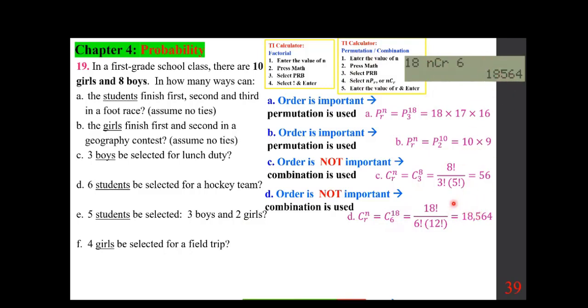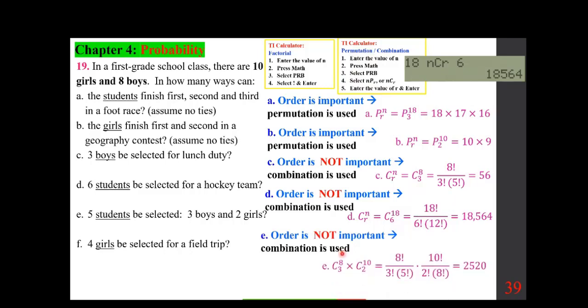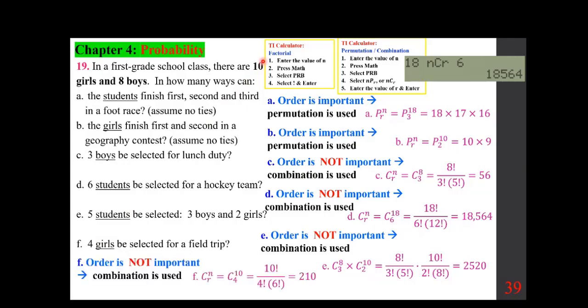Now, order is not important. Combination of 8, choose 3 times combination of 10, choose 2. So in essence, this one uses a combination here, this one uses a combination here, their product is the answer. And then finally, 4 girls be selected for a field trip. Out of how many? 10. We want to choose 4. Nothing is specified. Order is not important. Therefore, it's a combination. So combination of 10, choose 4.